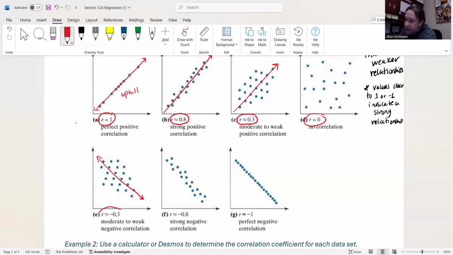And you can see here that we're saying, hey, R is approximately negative 0.3. The negative being that the line would be going downhill, meaning the slope of the line would be negative, and the 0.3 meaning it's not super strong. We're a little bit closer to 0 here than we are to -1.